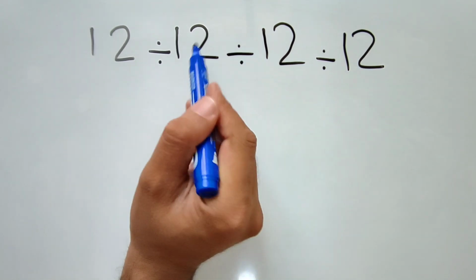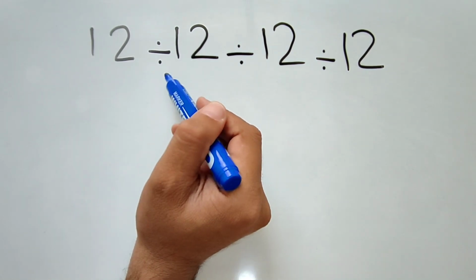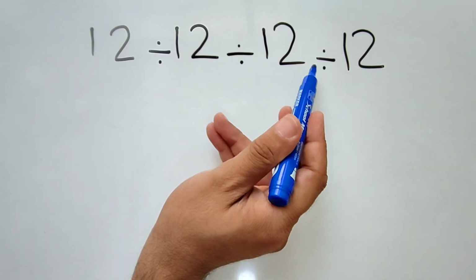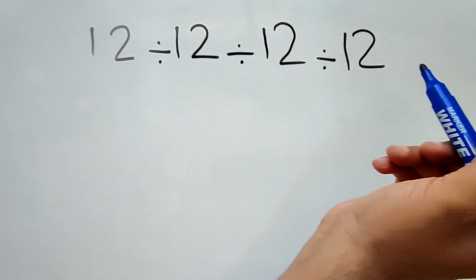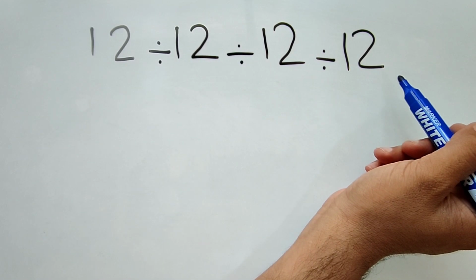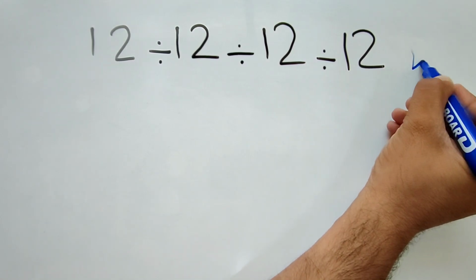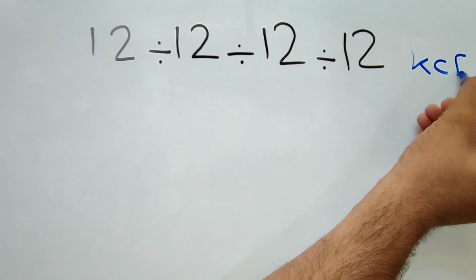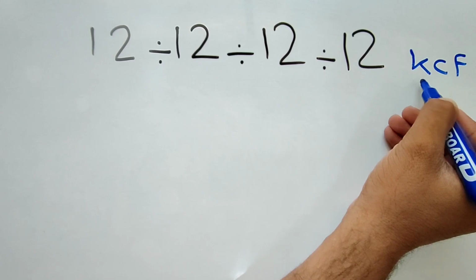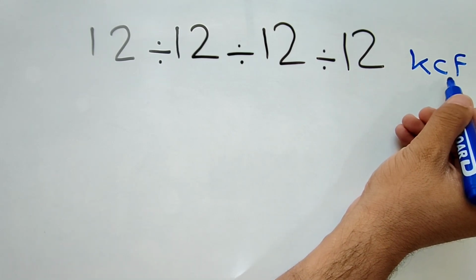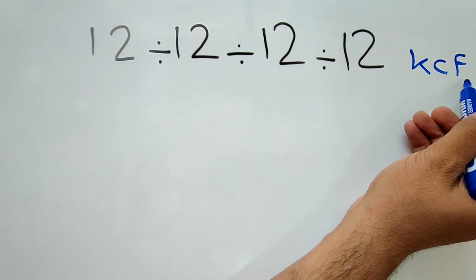Today I want to find the value of this expression: 12 divided by 12 divided by 12 divided by 12. According to the rule of mathematics KCF, keep first fraction, change division to multiplication, and flip the next fraction.